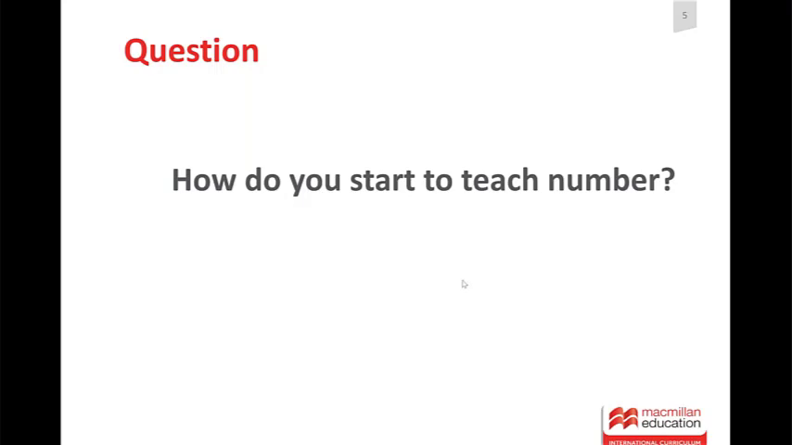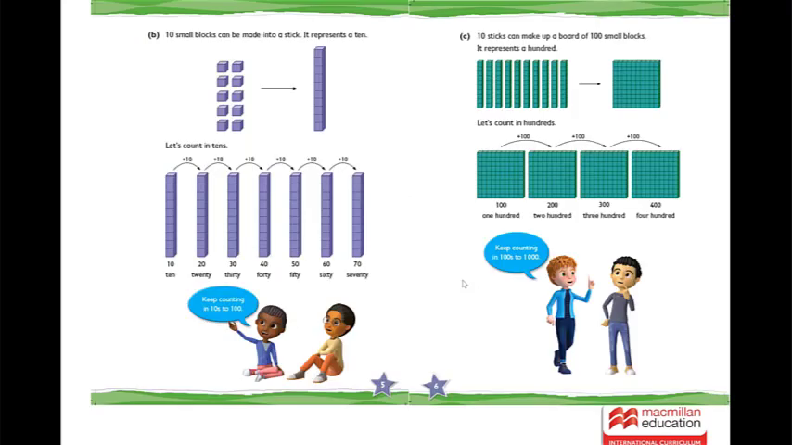We can see that in our Max Maths books, we start to use Dienes very early on. You can see how we represented numbers: 10 small blocks can be made into a stick. It represents 10. Can you count up in tens? Let's count in tens: 10, 20, 30, 40. How many tens do you see? There's 7 tens. What does 7 tens make? We can count up to 70. Great, 7 tens make 70.